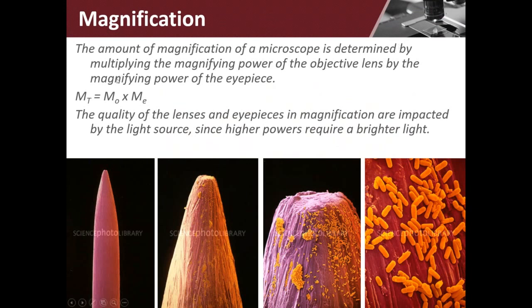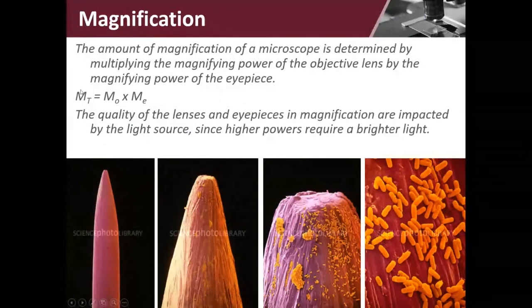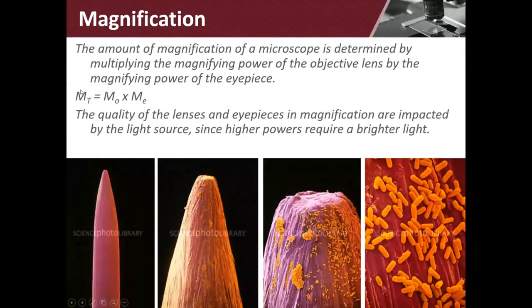So if, for example, the eyepiece was 10 and the ocular was 10, the total magnification we see would be, what's 10 times 10? Right, 100 times magnified, exactly.